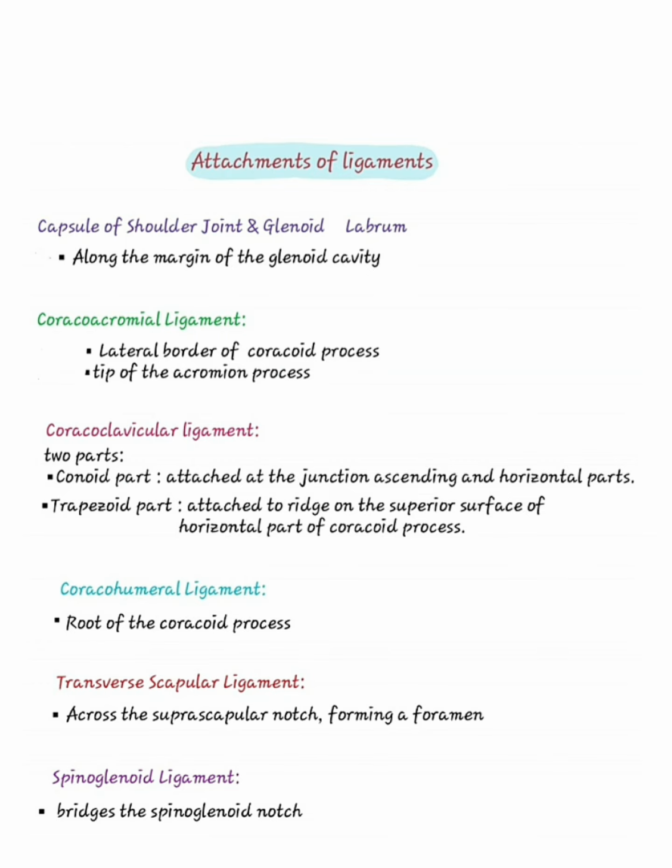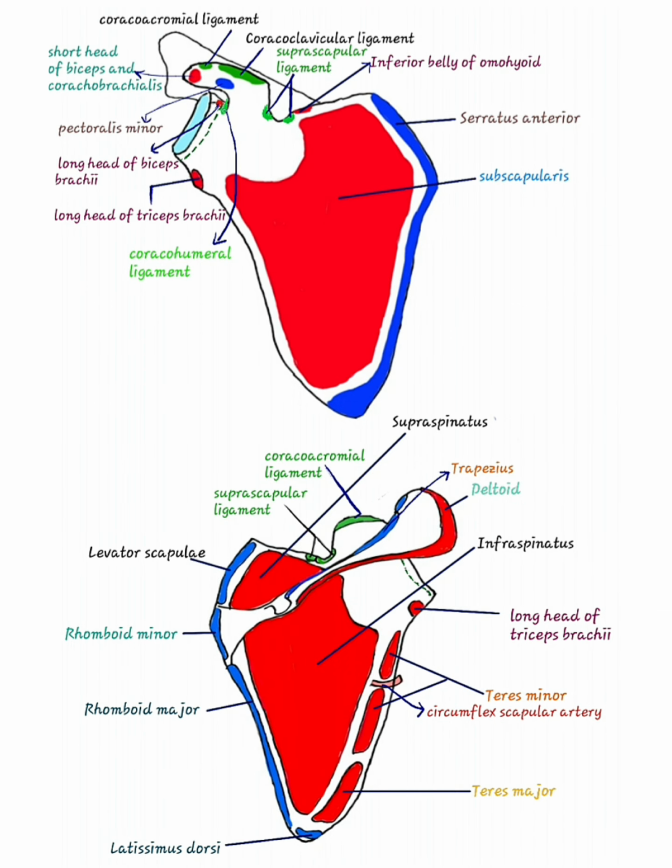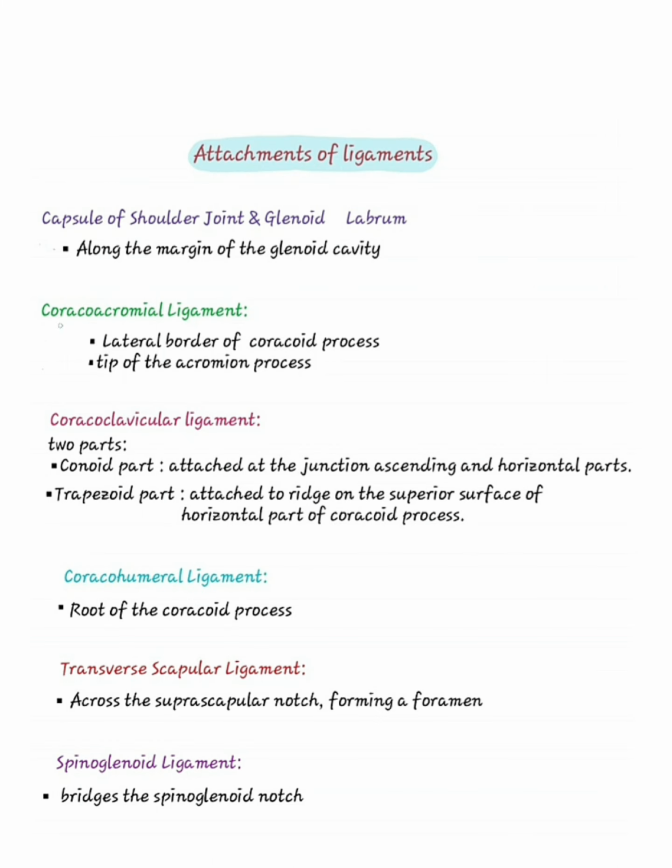Attachments of ligaments: capsule of shoulder joint and glenoid labrum are attached along the margin of glenoid cavity.